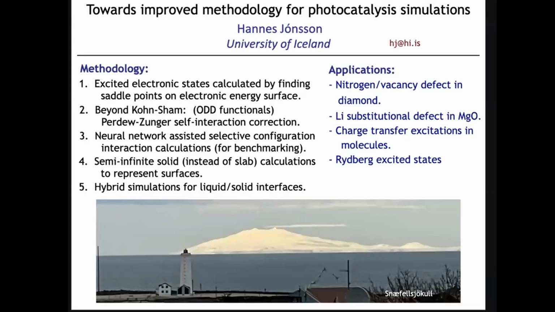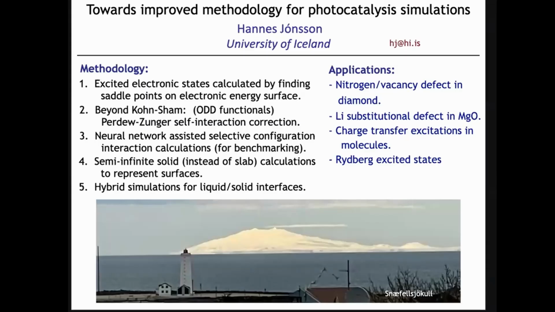Now, we like to actually go beyond Kohn-Sham functionals and do so-called Perdew-Zunger self-interaction correction. I'm not going to talk about that in any great detail. I'm going to basically just show you some results, how to improve by doing the self-interaction correction. But that's a whole other talk, and I'm perfectly happy to give that at the bar to anyone who wants to know more about it.